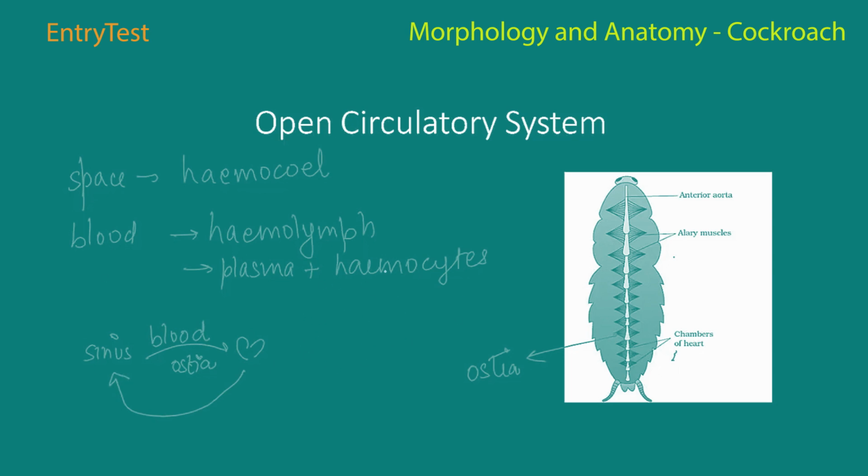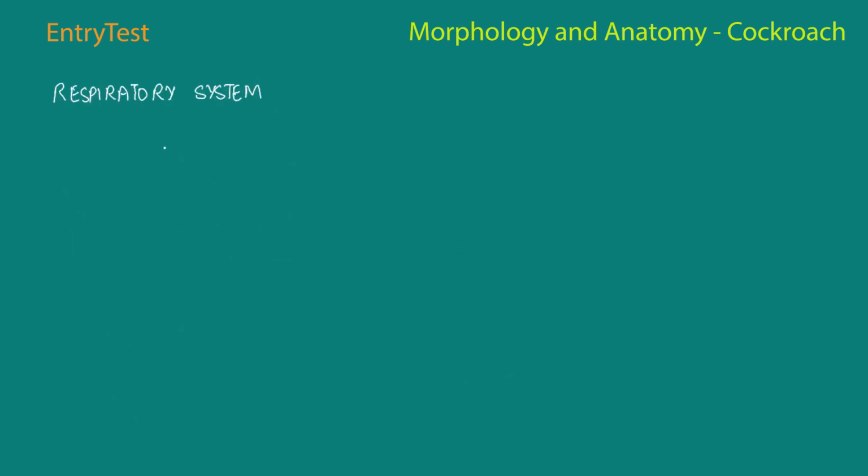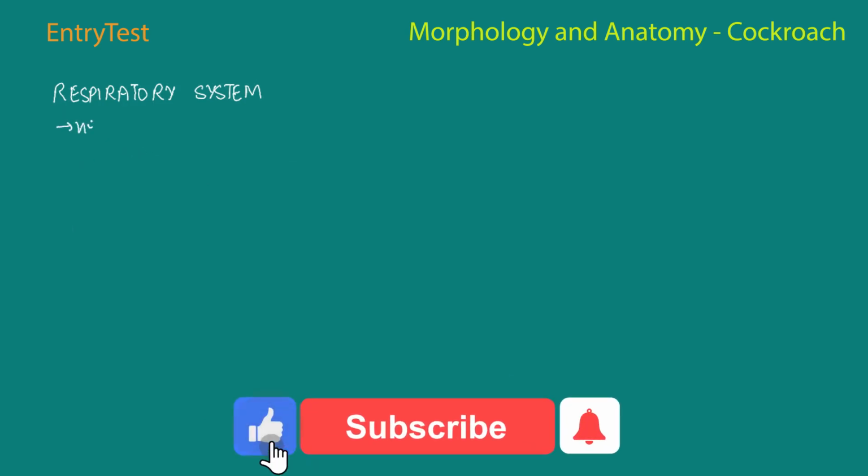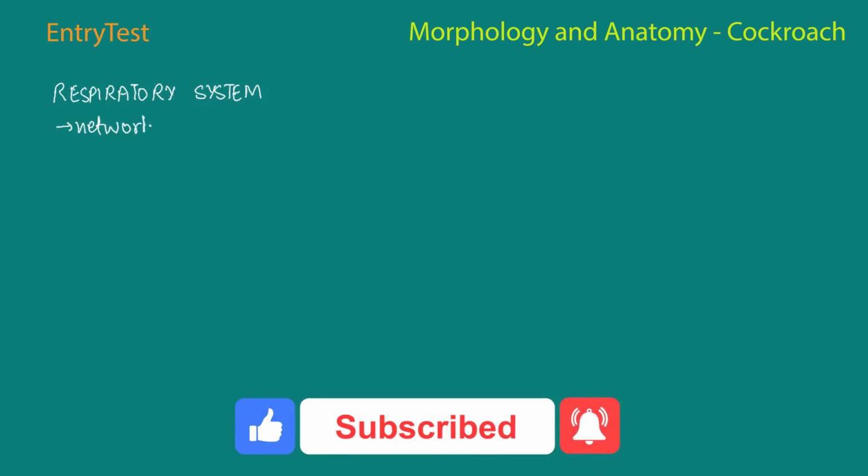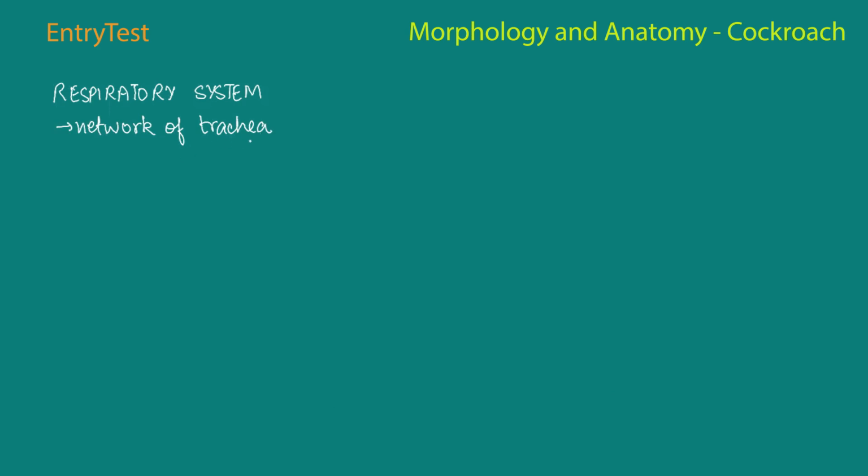And another important system that you need to know is the respiratory system. Now the respiratory system in the cockroaches has a network of trachea, and these trachea open through 10 pairs of holes called spiracles. They are present on the lateral side of the body, on the sides. Then there are thin branching tubes.